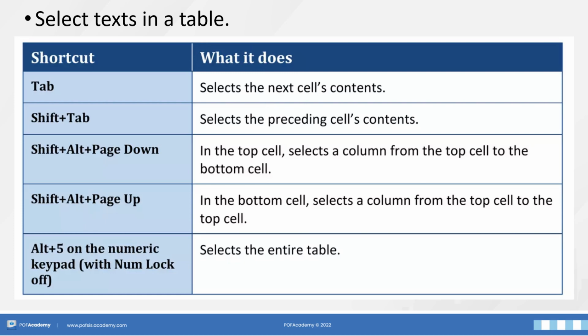While in the bottom cell, if you want to select a column from the bottom cell to the top cell, Shift Alt Page Up. If you want to select the entire table, Alt 5.